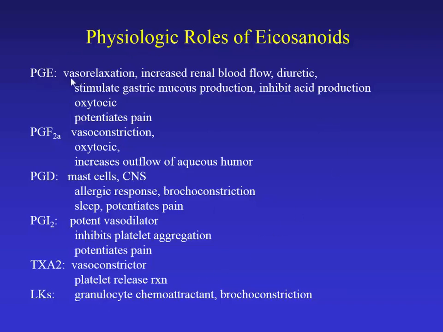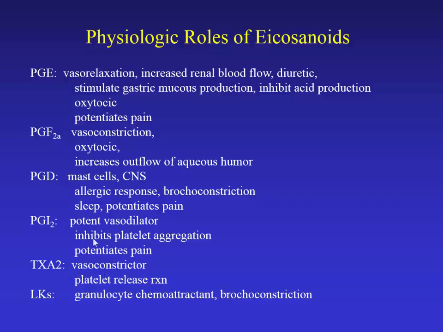So PGE basically is a vasorelaxer. It causes increases in blood flow, and I'll let you read the rest. It does have diuretic action. Prostaglandins in the F series cause vasoconstriction, quite the opposite of their friend PGE. PGD is important in mast cells. It participates in the allergic response and in bronchoconstriction, and potentiates pain. PGI2 is one of the most potent vasodilators that we have. It inhibits platelet aggregation, and it potentiates pain as well.